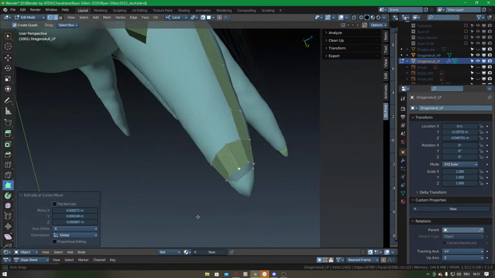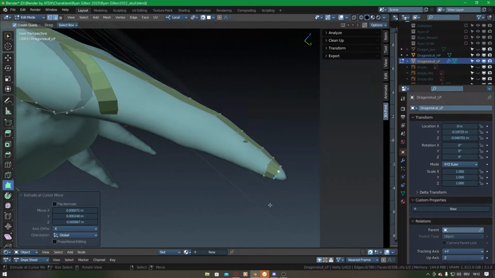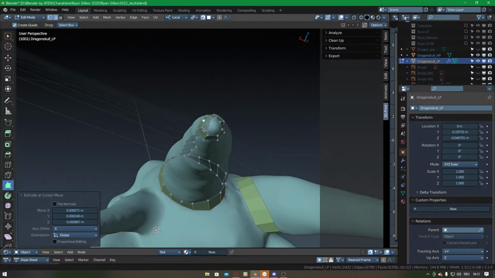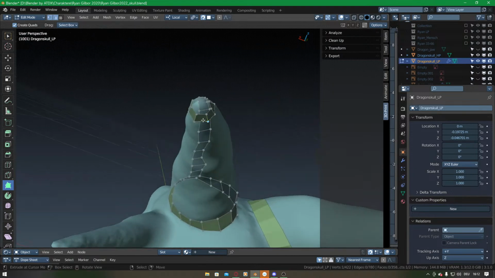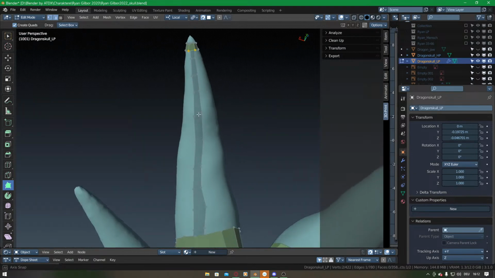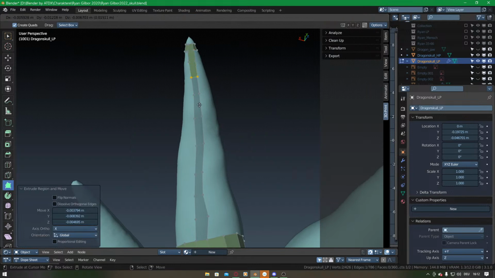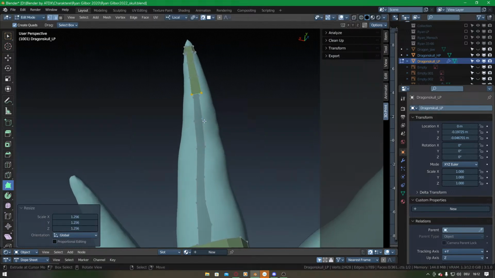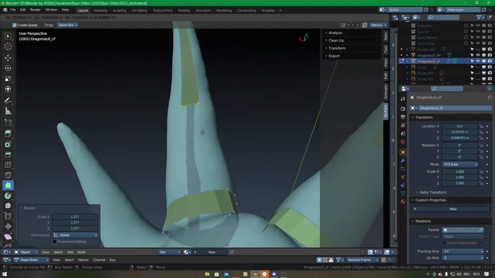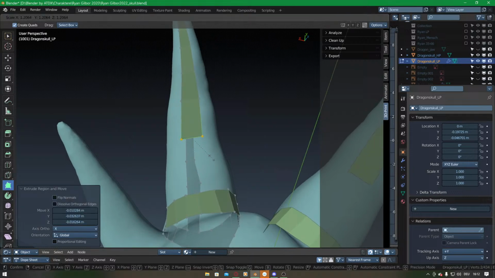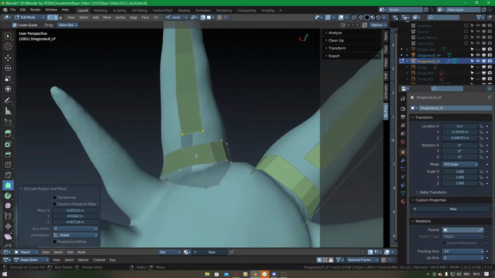So, Ryan, how's your horn going? Hold on, I need the other side over here. Okay, hold on. Hey.